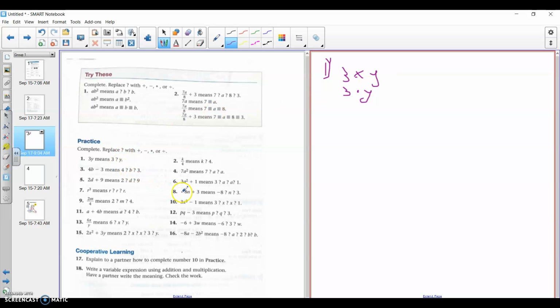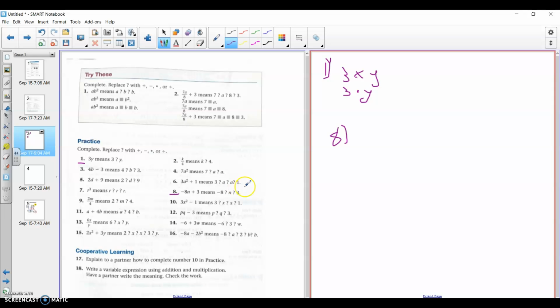Let's take another one down here. Let's do number 8 really quick. So I've done number 1. Let's take a look at number 8 just to kind of give you an example of what else you'll see. So you're going to have negative 8 plus 3 means, or is that a plus or is that a division? That appears to be a plus, yes.